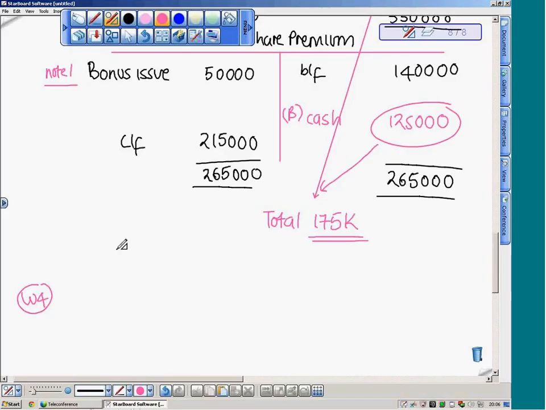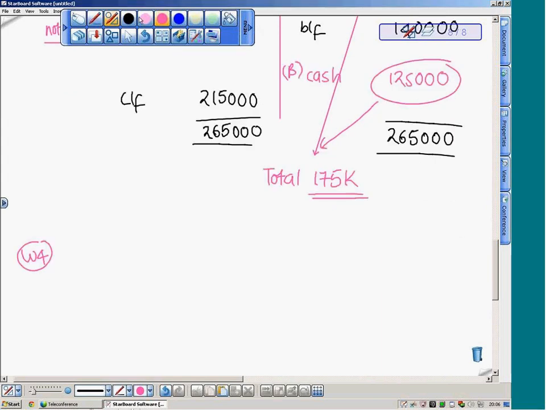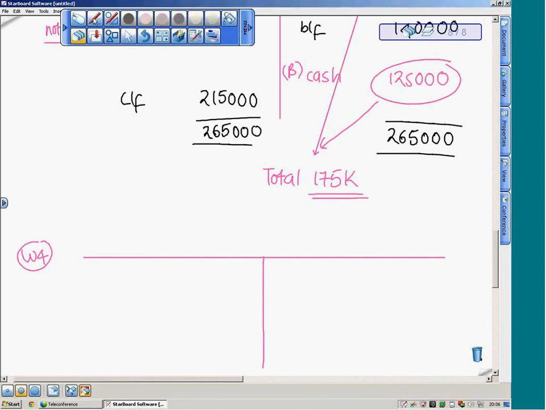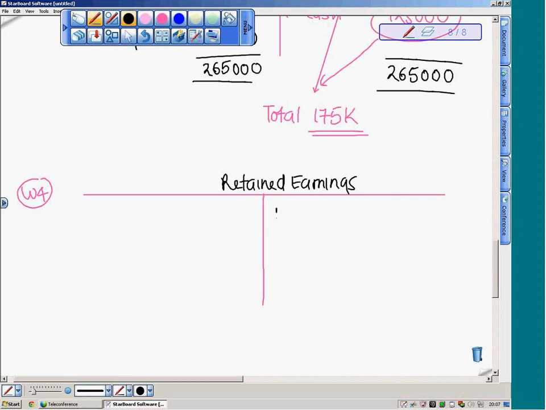Let's go to my retained earnings. So let's write my pen. Retained earnings. Remembering to factor in that bonus issue adjustment as well.